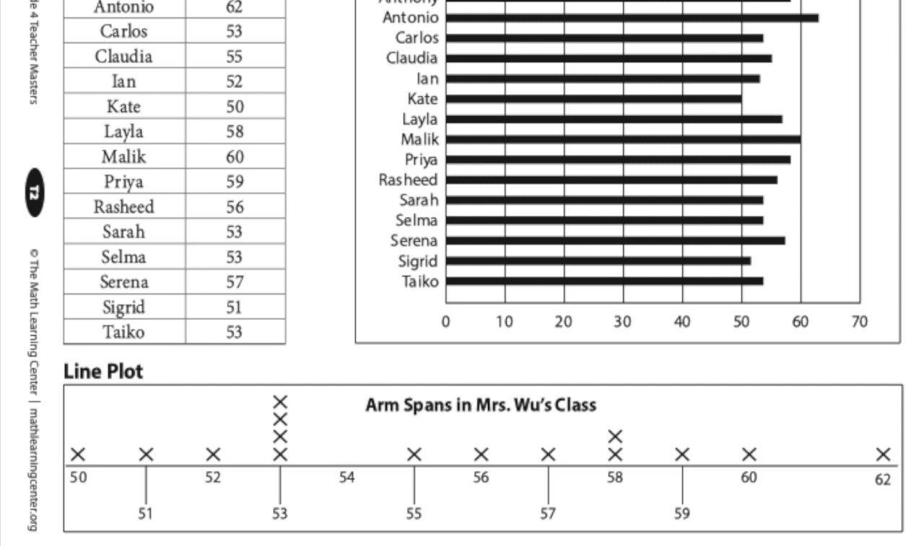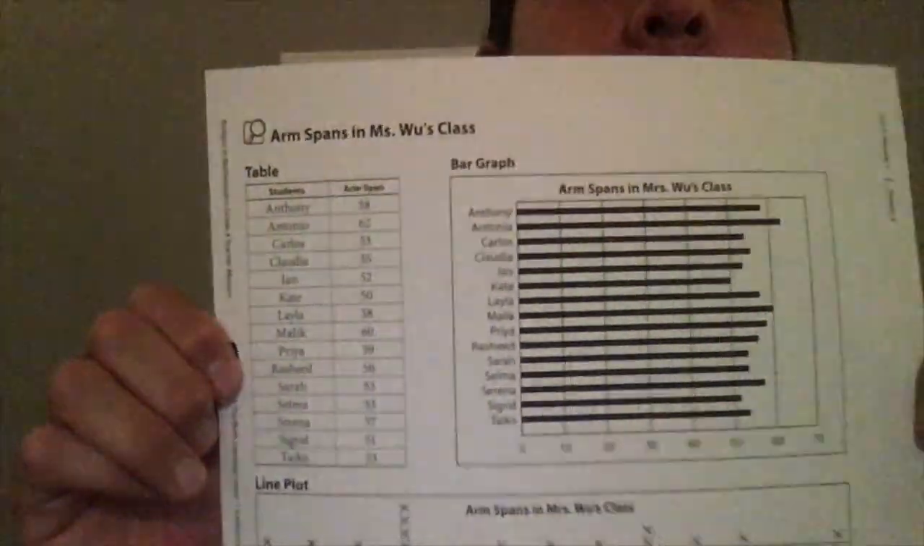Okay? Next up, I want to talk about median. Okay? And to do that, I'm going to work on the whiteboard with you guys. All right, so to find the median, we need to do a little bit more work. Okay? We are still looking at our copy of Mrs. Wu's Armspan in Mrs. Wu's class. Okay? We're still looking at the line plot.